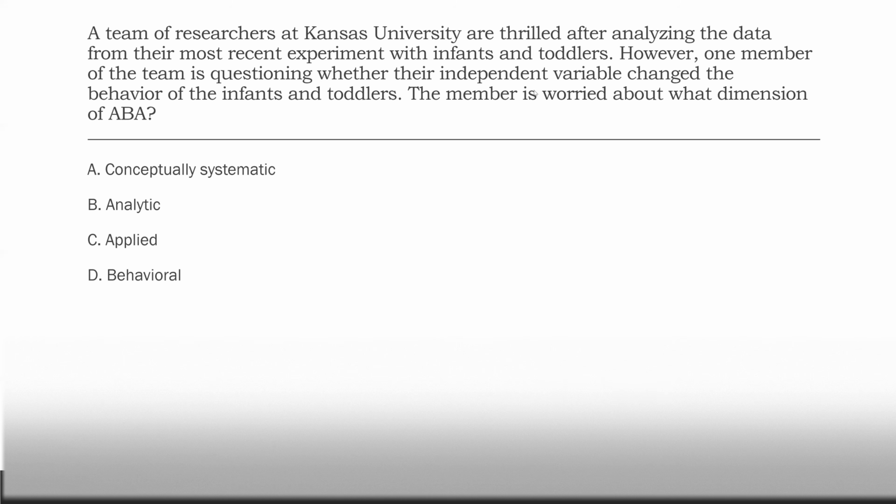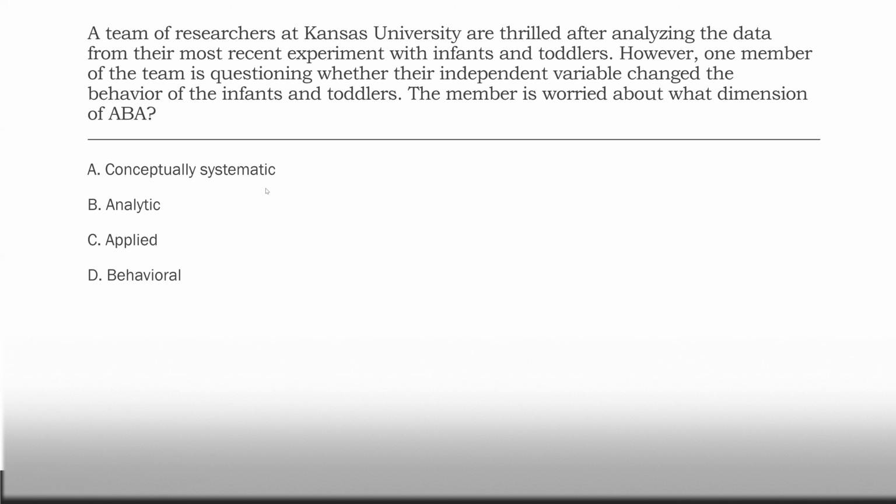Right? Because we're looking at the member, assuming they're talking about the member of the team who is questioning whether the IV actually changed the behavior of infants and toddlers. So, what is that member actually saying? Well, he's questioning, is there a real functional relation? Do we actually have experimental control? Because if our independent variable didn't change the behavior, something else did, and we would lack that experimental control. So, if the member is worried about experimental control or a functional relation, what are they worried about?